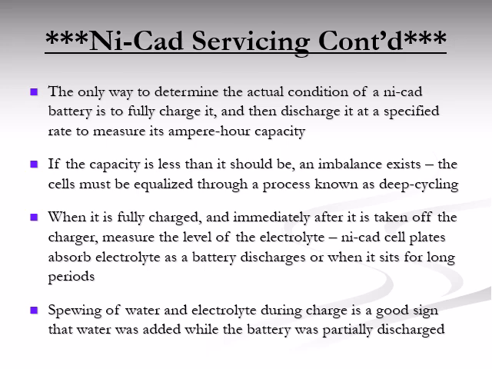In such cases, the battery must undergo deep cycling, a controlled process of full discharge and recharge to equalize the cells. Once the battery is fully charged, and immediately after it's removed from the charger, measure the electrolyte level. This is because NiCad plates absorb electrolyte during discharge, or when the battery sits idle for extended periods.